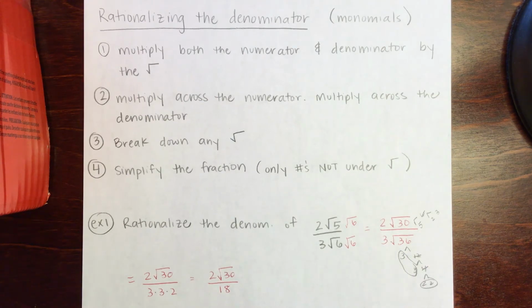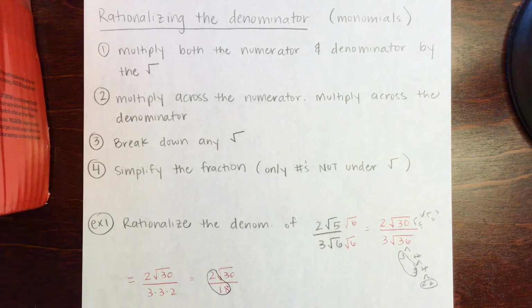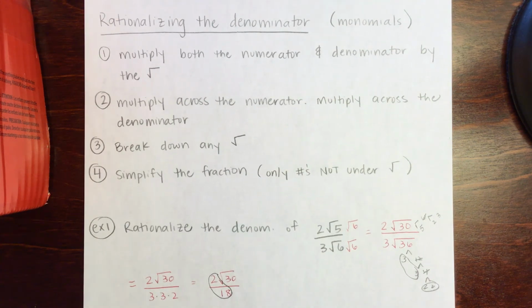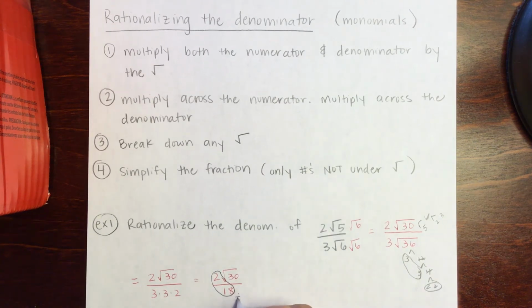Last step, simplify your fraction. Only worry about these numbers that are not part of the square root. You cannot mix square roots and coefficients, so do not try and simplify a fraction. Don't try and include this 30 over 18 and simplify that. But the 2 and the 18, neither one is underneath the square root, so I can simplify that. I can divide a 2 out of both of those numbers, and I'm left with a 1 square root 30 on top and a 9 in the bottom.